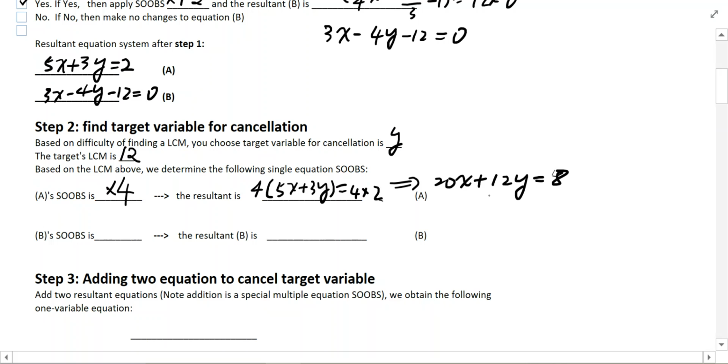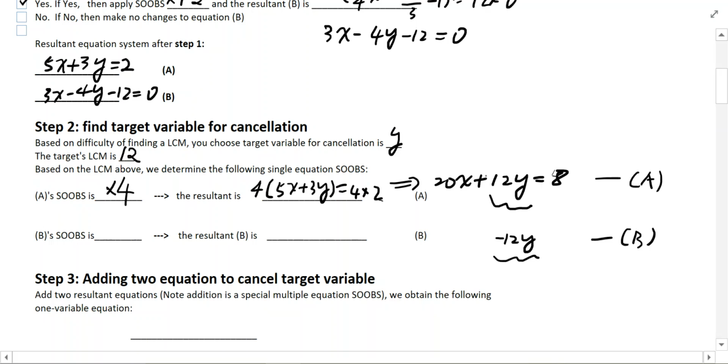Well, we got 12. So for B, we want something about minus 12y, right? That's how we cancel, right? If this is A, we want B at the end to have this minus 12y. That's the target. That's the goal.